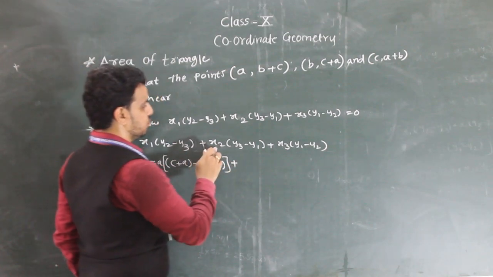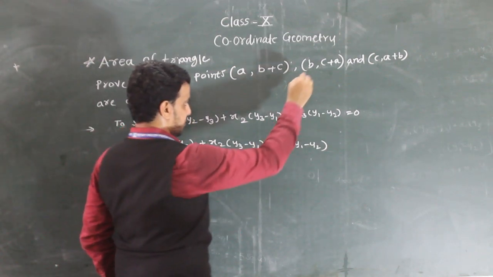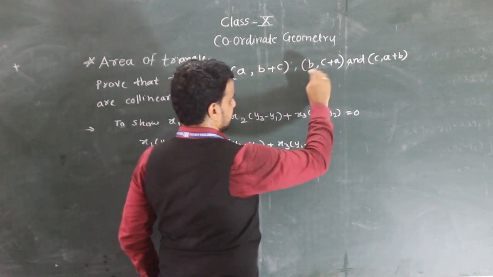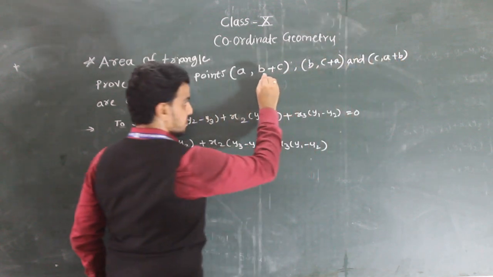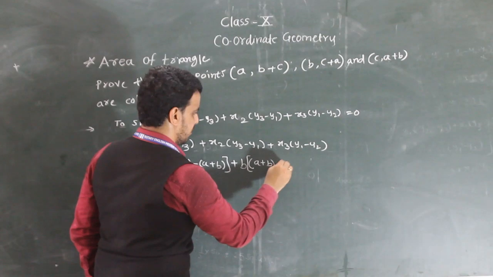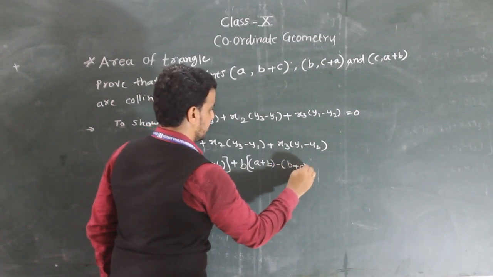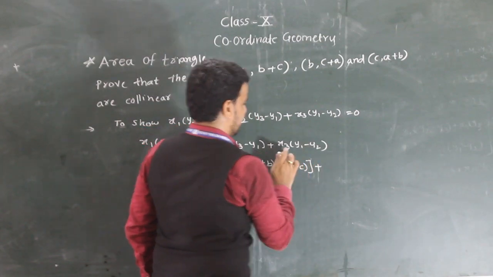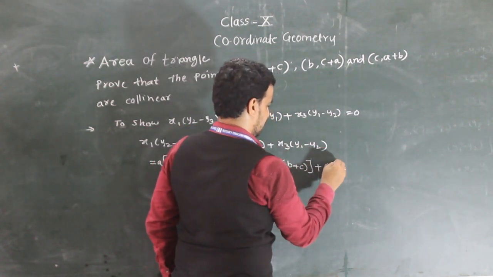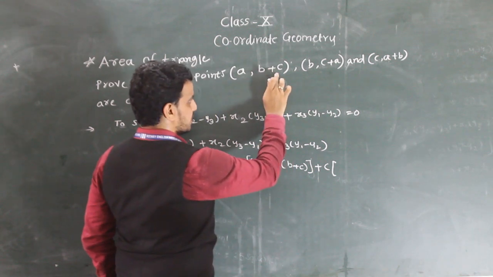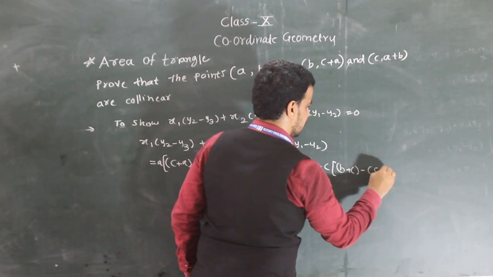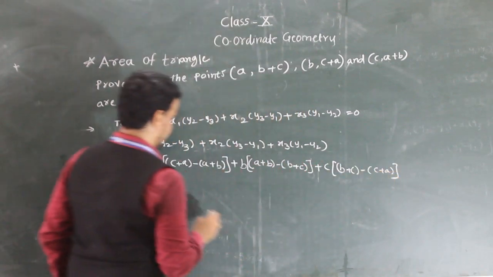plus x2 into y3 minus y1. So x2 is b, y3 minus y1 that is a plus b minus b plus c. So a plus b minus b plus c plus x3 into y1 minus y2. So x3 is c, y1 minus y2 that is b plus c minus c plus a. So b plus c minus c plus a.